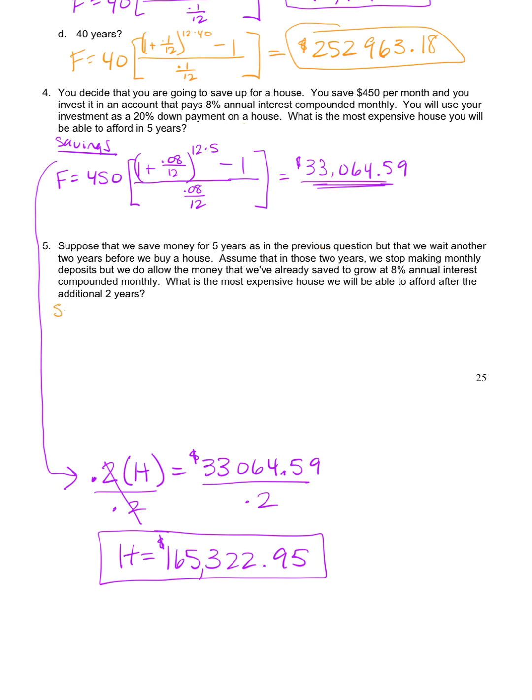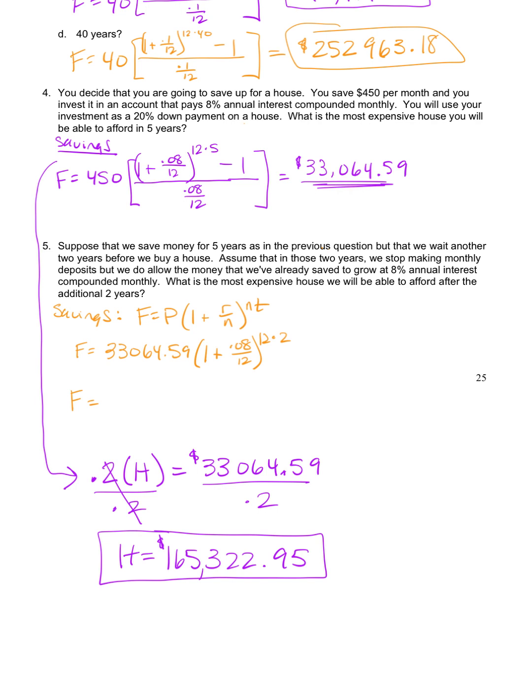So let's see, our savings after an additional 2 years, I'm going to use the compound interest formula. And I want to know my future value. My present value is the money I've saved, $33,064.59. I'm making 8% interest compounded monthly for 2 years.